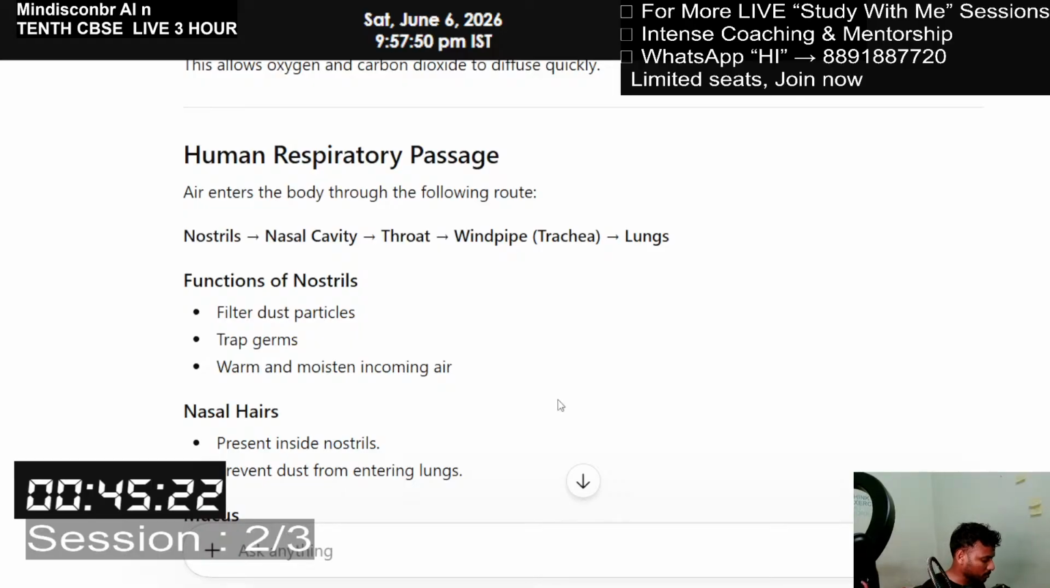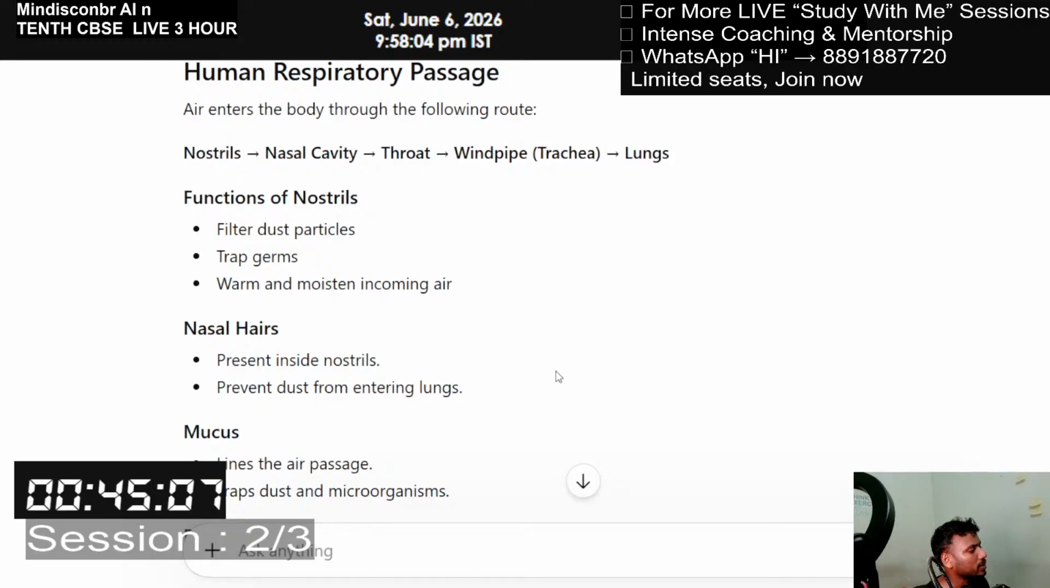So, human respiratory passage. The human respiratory passage starts from the nostrils, then nasal cavity, then throat, then windpipe or trachea, and finally to lungs. And what are the functions of nostrils?